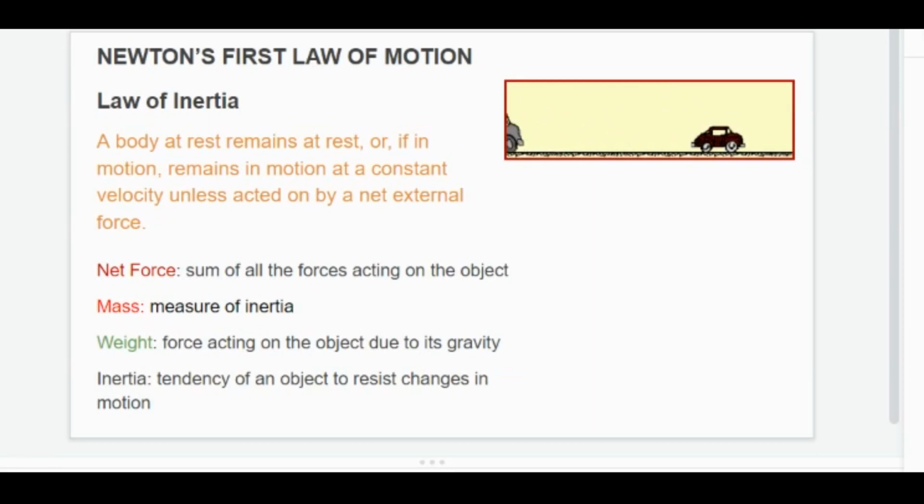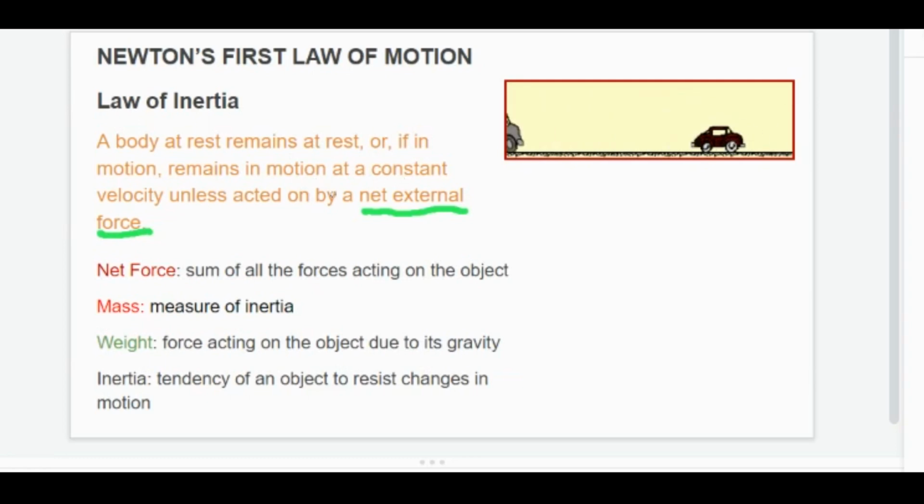So a body at rest, correct. You're probably going to have to continue that statement because you remember it from middle school. A body at rest remains at rest unless acted upon by a net external force. What is this net external force? It is the sum of the forces acting on the object. There's another statement. It says if a body is in motion, it remains in motion at a constant velocity.